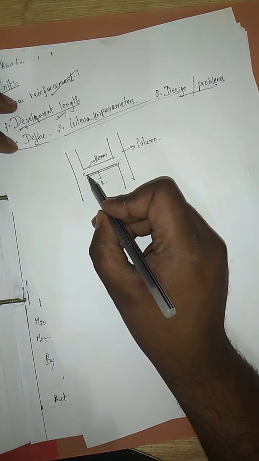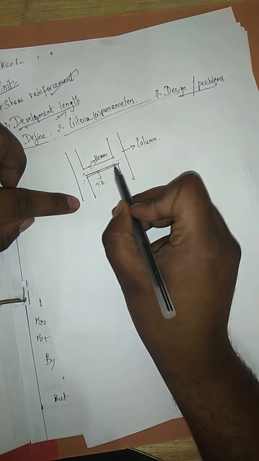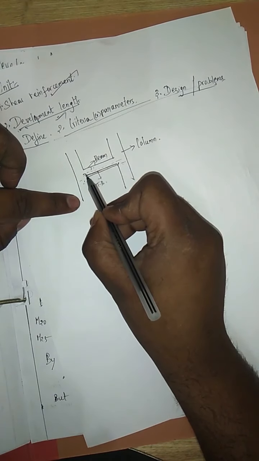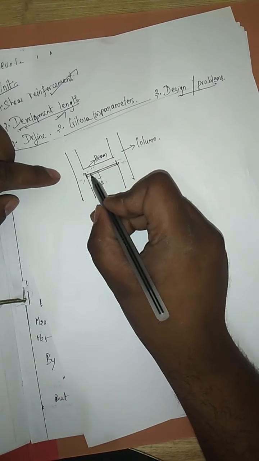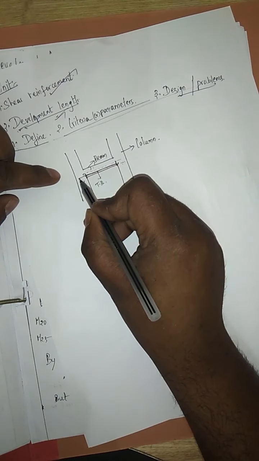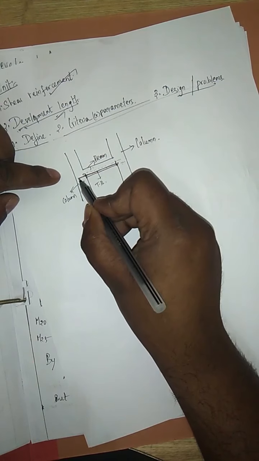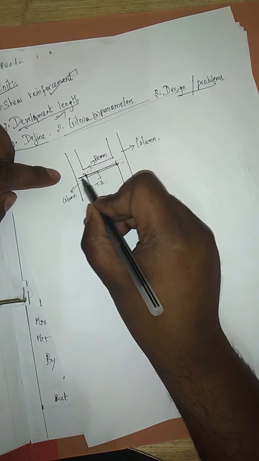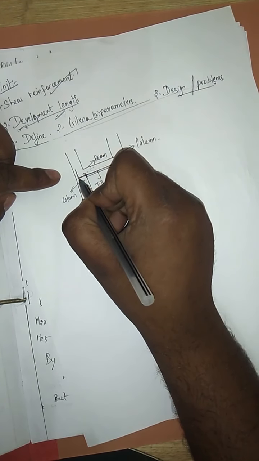If two members are joined together and a bar runs between these two members, they will not just put the bar alone in the beam. They will embed the bar, that is, join this bar into the other member, which is the column. And they will not leave the bar straight, they will fold it to some length.